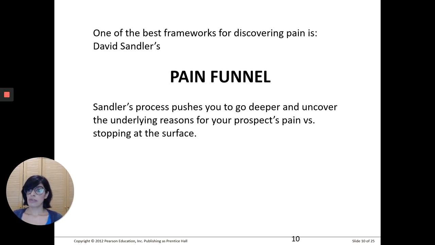One of the best frameworks you can use to discover pain is the pain funnel by David Sandler. This process pushes you to go deeper and uncover the underlying reasons for your customer's pain, rather than stopping at the surface. You might ask somebody, "What is the most challenging thing about X?" and they'll talk about it for as long as they want. That is you just looking at the surface level of their pain. What you have to do is go deeper and ask more questions, and this is why David Sandler's pain funnel is very relevant.